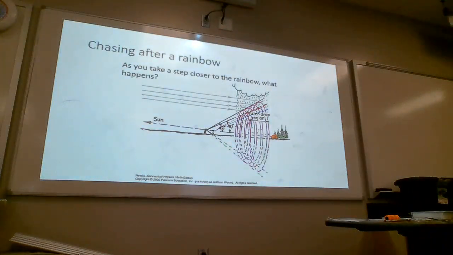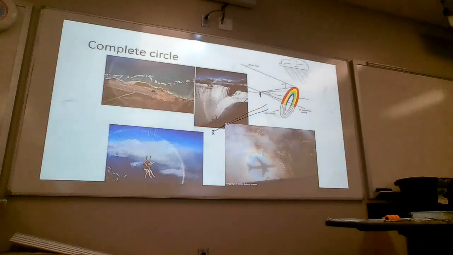So the leprechauns have another trick up their sleeve. Ready for this? They're actually complete circles. The Earth just gets in the way, and that's the end of the rainbow. It's a circle.